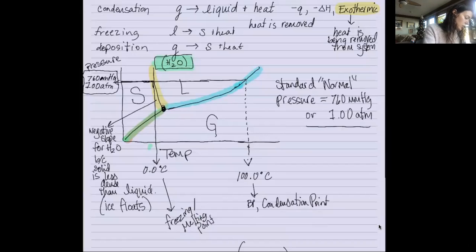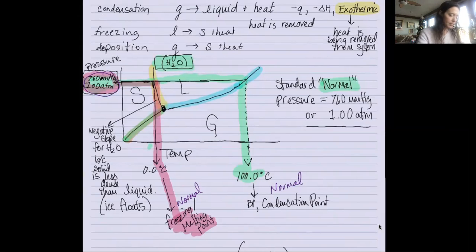I do want to clarify that if you were asked for the normal boiling point, then your pressure needs to be normal and you go and find the temperature at which it boils. If you're asked for the normal freezing point, go to where your pressure is normal, go to the solid liquid line and go down there. So these are your normal freezing points. I'll write the word normal right there. It's normal because the pressure is normal, it's standard. And this would be your normal boiling point, because once again, that pressure is standard, it's normal. All right, let's stop right there.